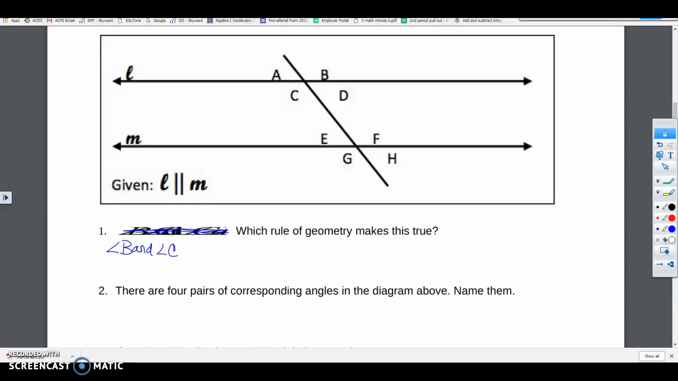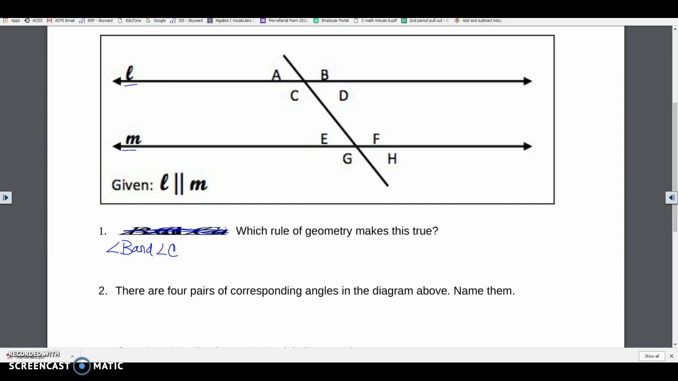So on this worksheet here, we're going to get some practice working with parallel lines L and M. Okay, we have parallel lines L and M. Here and here, they run parallel. They will never meet. They will never intersect, which is the point of having parallel lines. So for question number 1, we're going to jump right into answering the questions.